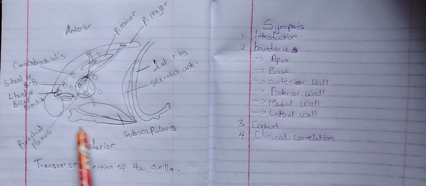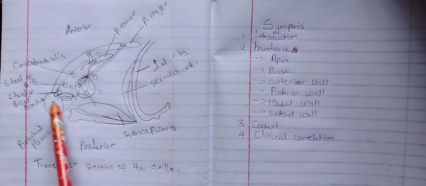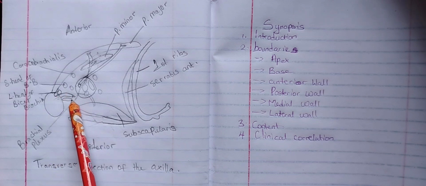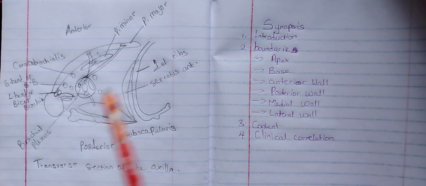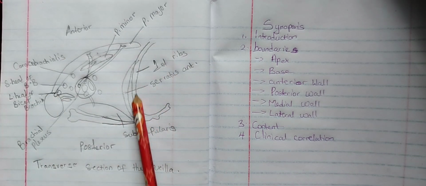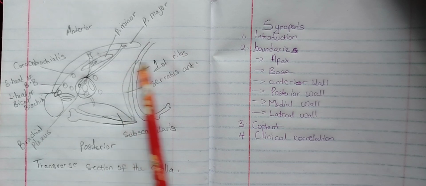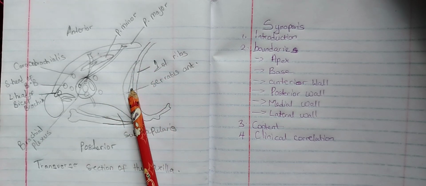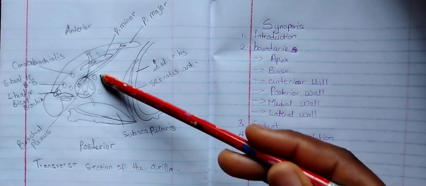We can see the scapula and the subscapularis muscle originating from the subscapular fossa of the scapula, forming the posterior border. We can also see the latissimus dorsi muscle and the teres major muscle, still forming the posterior border of the axilla. We can see the first rib and the serratus anterior muscle on it, forming the medial border of the axilla. Here we can see the contents of the axilla.